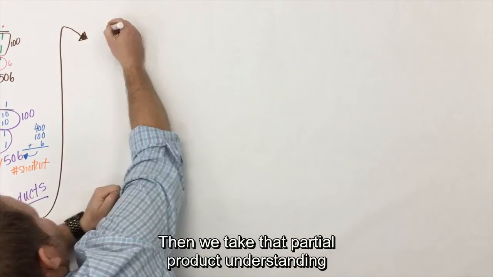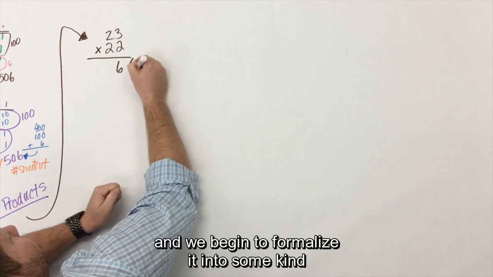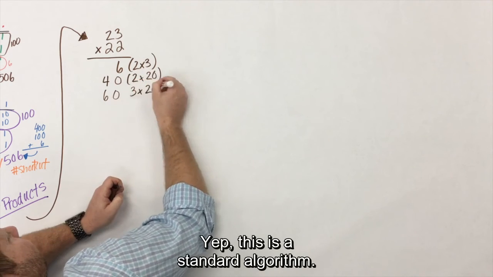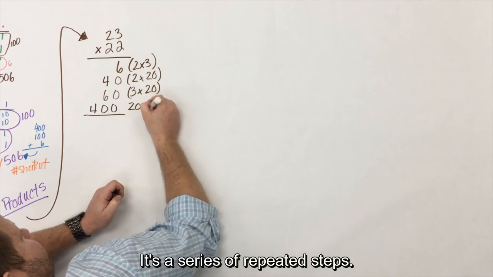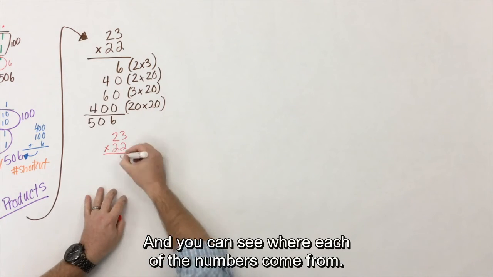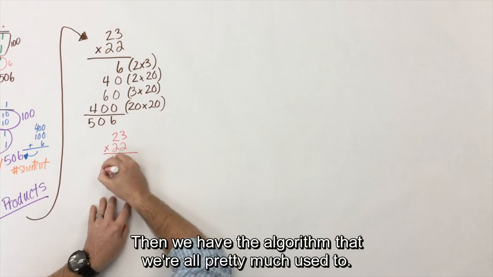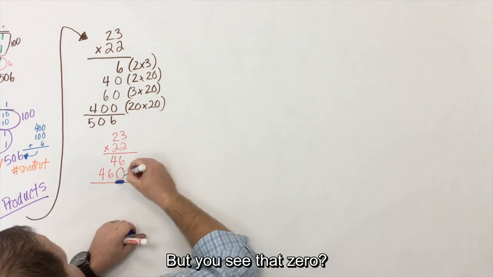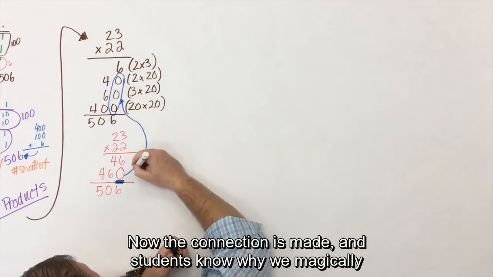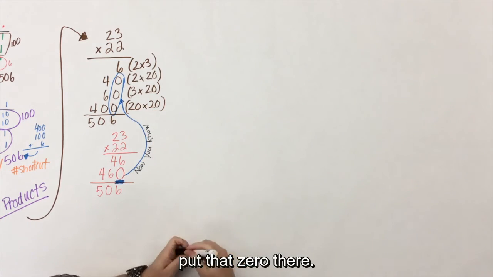Then we take that partial product understanding and we begin to formalize it into some kind of standard algorithm. Yep, this is a standard algorithm. It's a series of repeated steps. And you can see where each of the numbers come from. Then we have the algorithm that we're all pretty much used to. But you see that 0? Now the connection is made and students know why we magically put that 0 there.